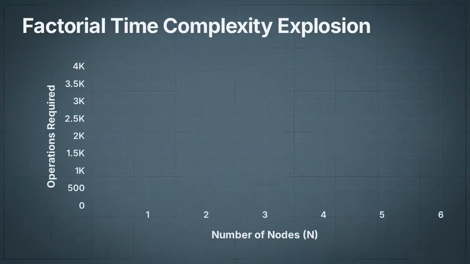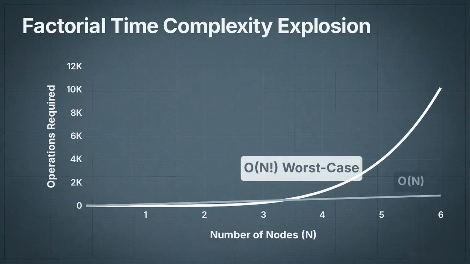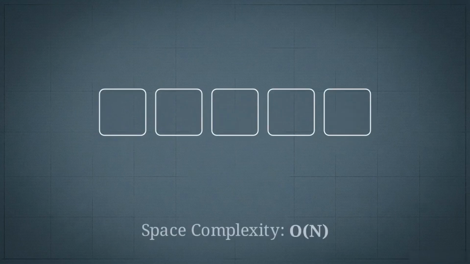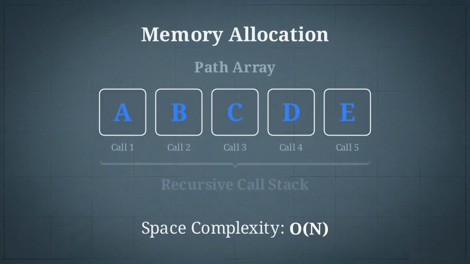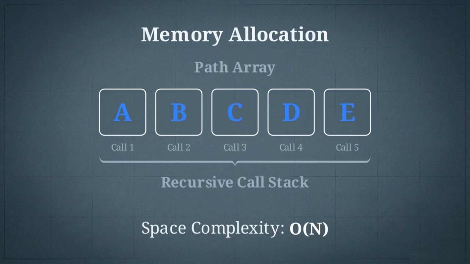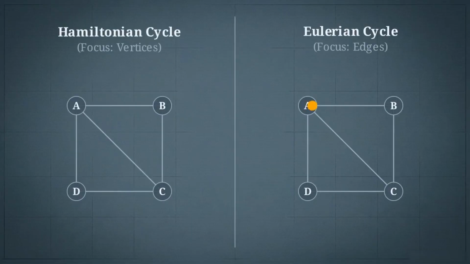Because the algorithm may still need to explore many permutations before finding a cycle, the worst-case time complexity remains O of n factorial. However, the storage requirements are much lower. The auxiliary space complexity is O of n. The system only needs to store the current path array and the recursive call stack. It is also important to distinguish this from a similar sounding problem, the Eulerian cycle. An Eulerian cycle requires traversing every edge in a graph exactly once. A Hamiltonian cycle focuses strictly on visiting the vertices.